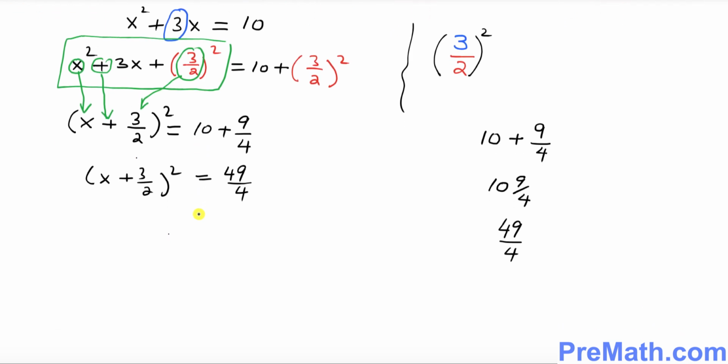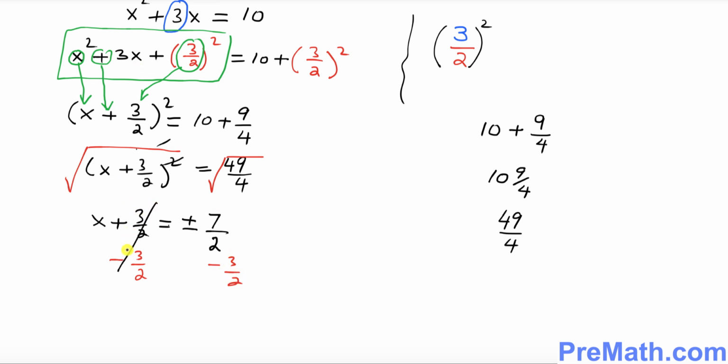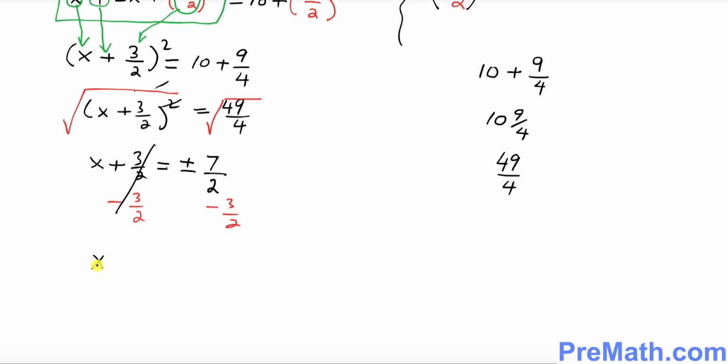The next thing we want to do is solve for x. For that we need to get rid of this square, so we're going to take the square root on both sides. The square and square root undo each other. We get x plus 3 over 2 equals positive or negative, the square root of 49, which is 7, over the square root of 4, which is 2. Now I want to get rid of this 3 over 2, so I'm going to subtract 3 over 2 from both sides. So this is gone. We get x equals negative 3 over 2 plus or minus 7 over 2.